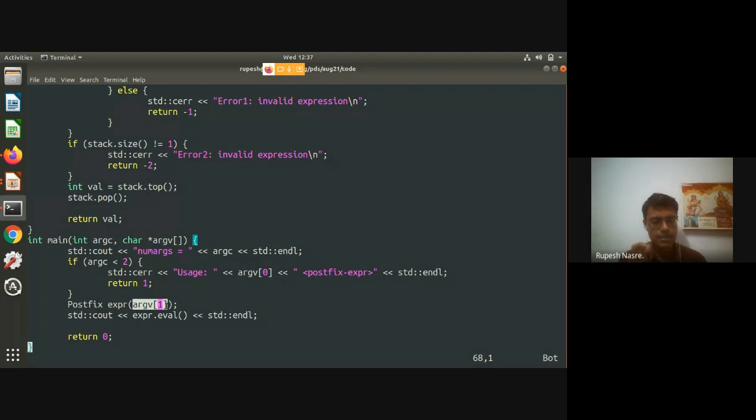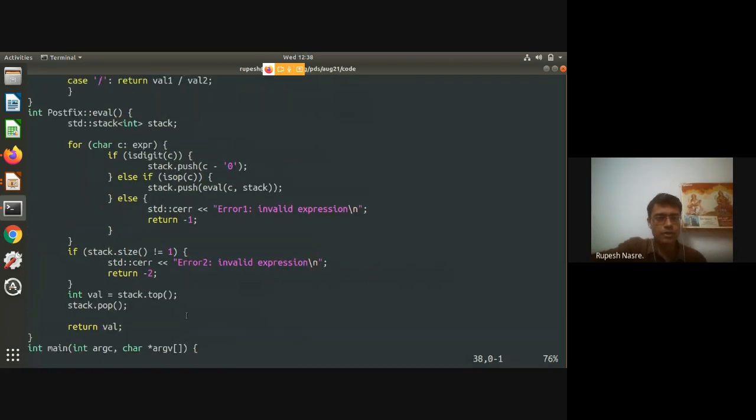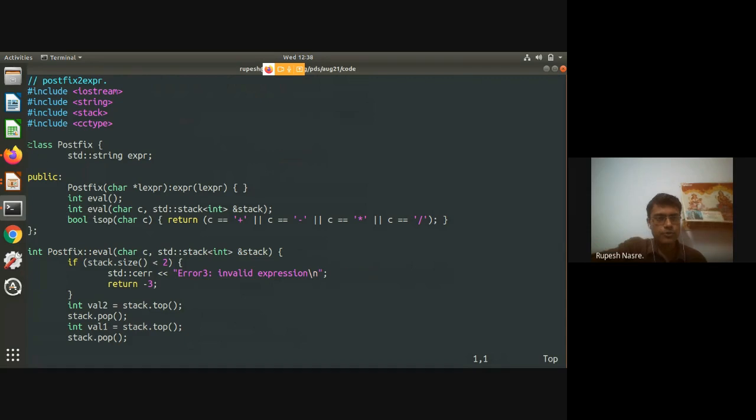So the constructor of postfix has one argument, which is essentially your character string. Using that, I'm going to store the expression. So now the expression is available to me in the class. What I do there now is I just evaluate the expression, and whatever is the return value, I just print it, right? So that is as simple a main as possible. Let's look at the class postfix. Right, this is going to look a little different now compared to what we have seen for list and stack. I store the expression as a string.